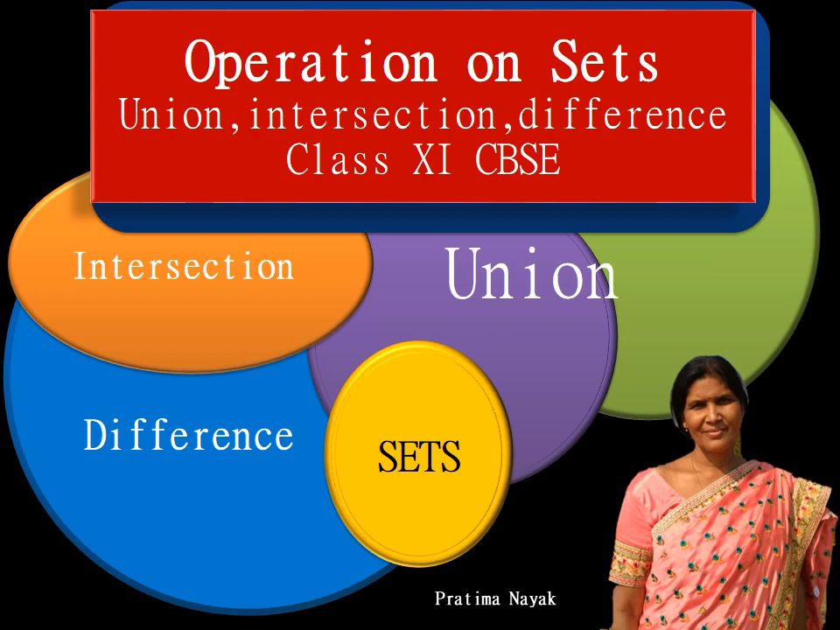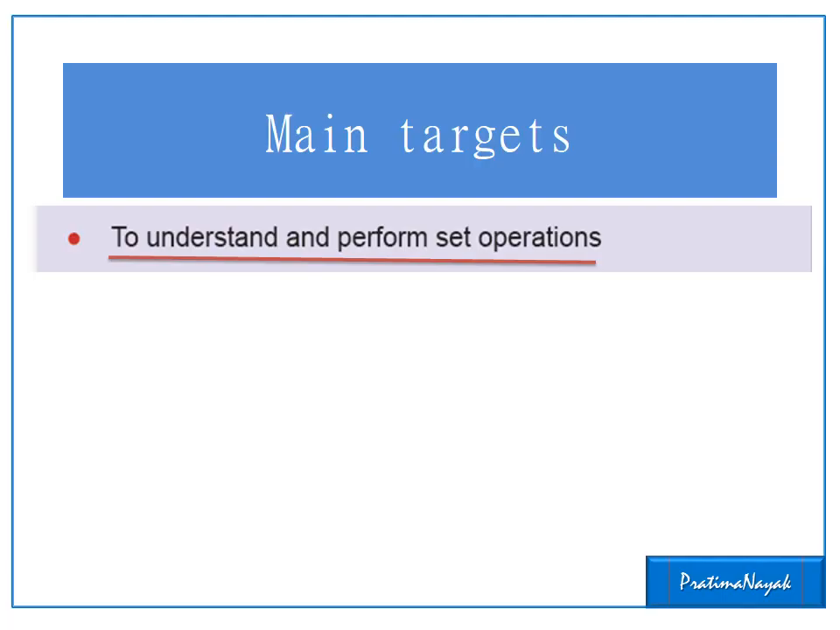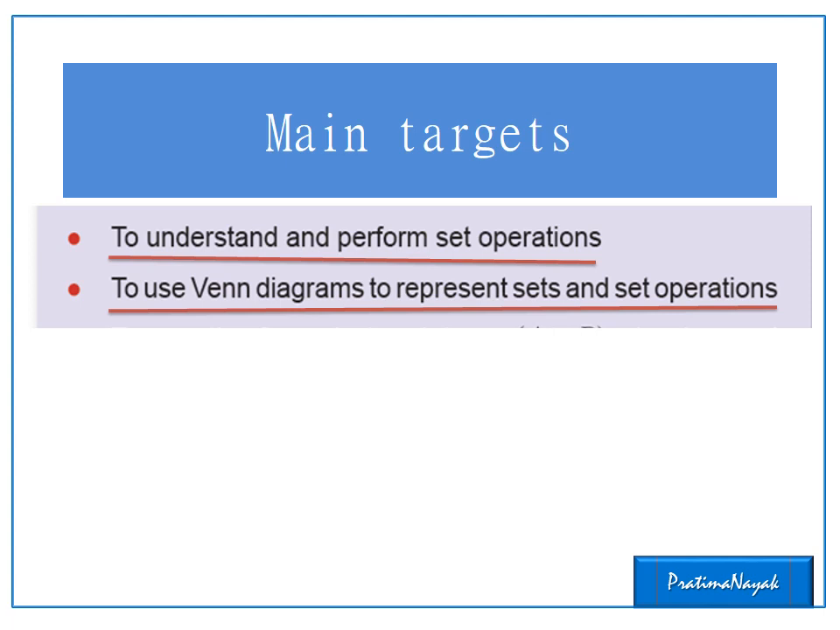So today our topic is operation on sets. Union, intersection, difference can be defined on the sets. So it is from class 11 CBSE syllabus. The objective of the lesson is we'll understand and perform set operations. We will learn to use Venn diagrams to represent sets and set operations.